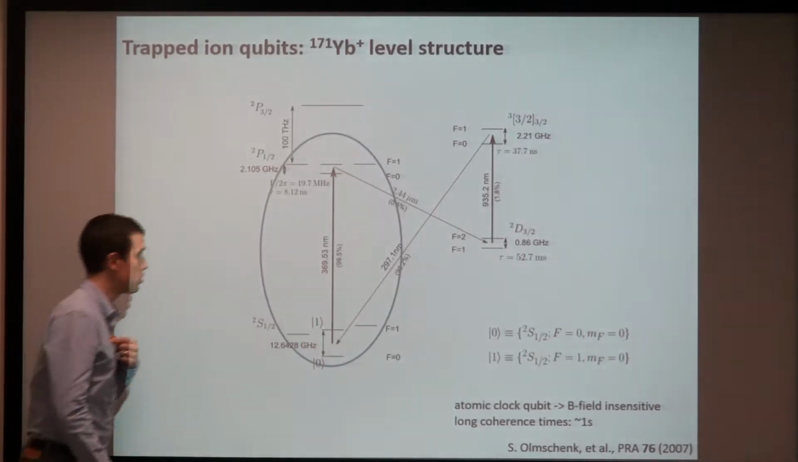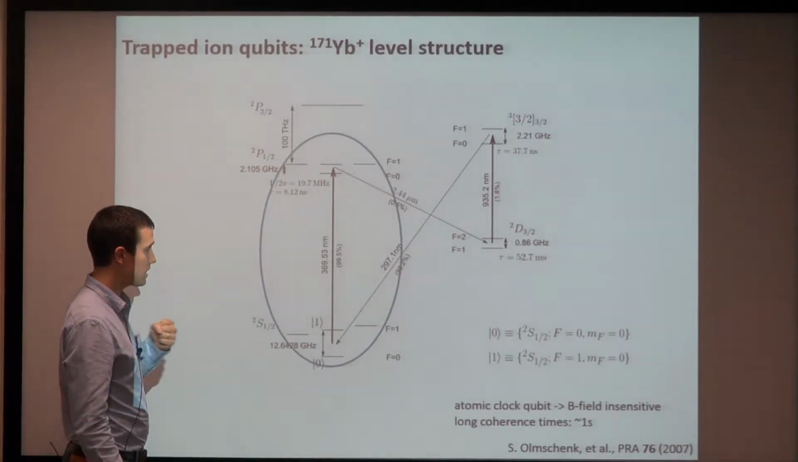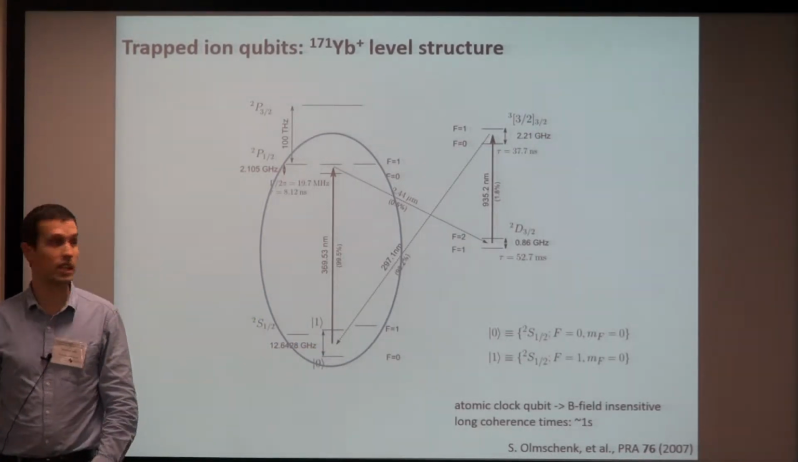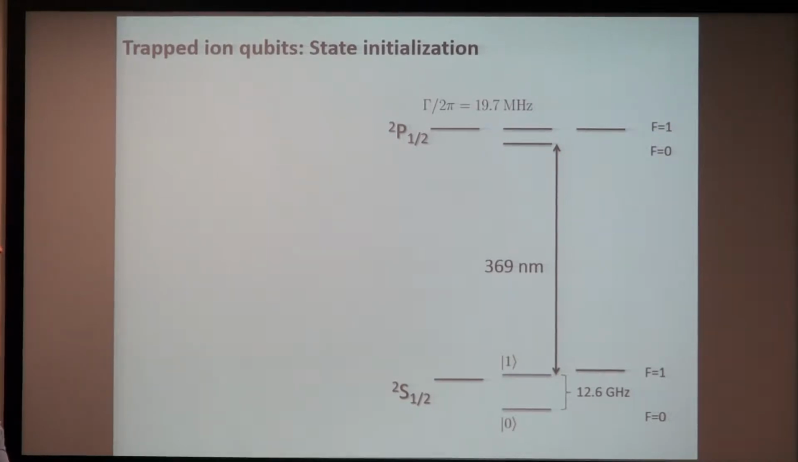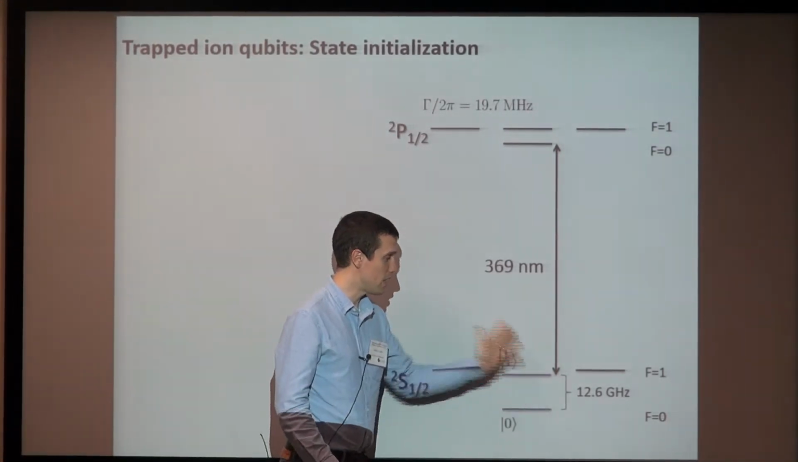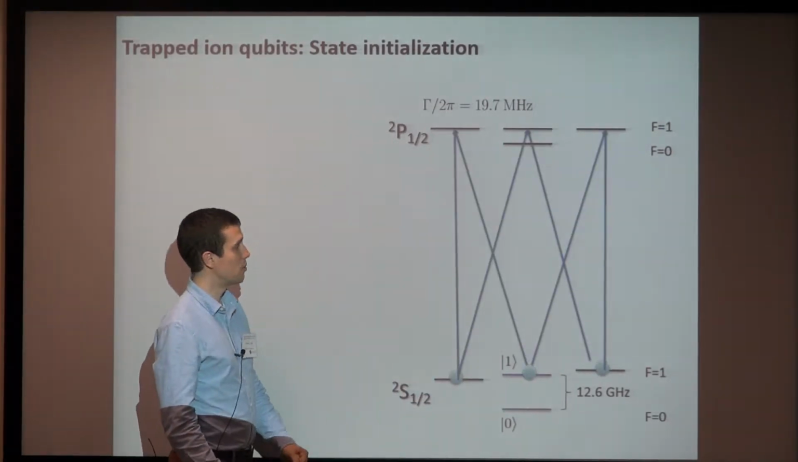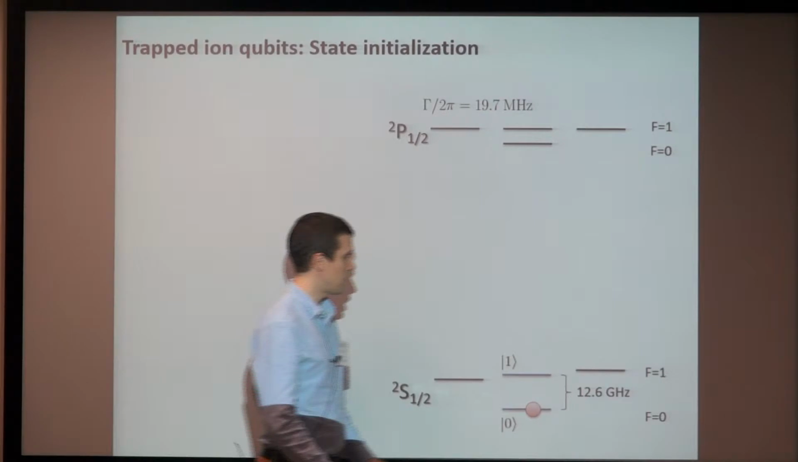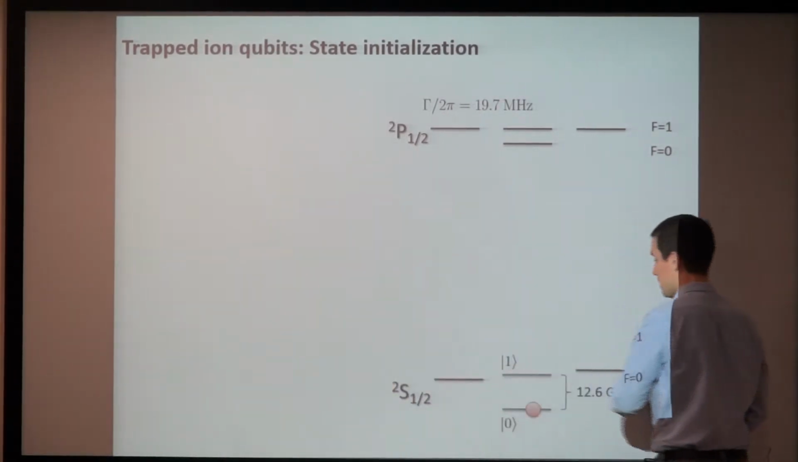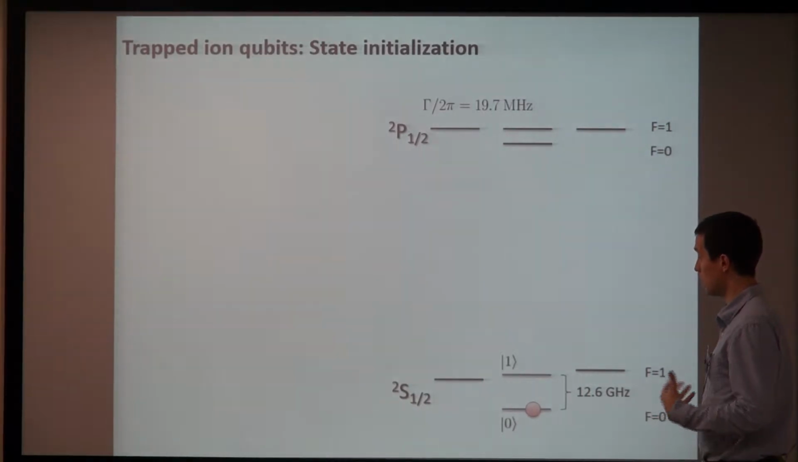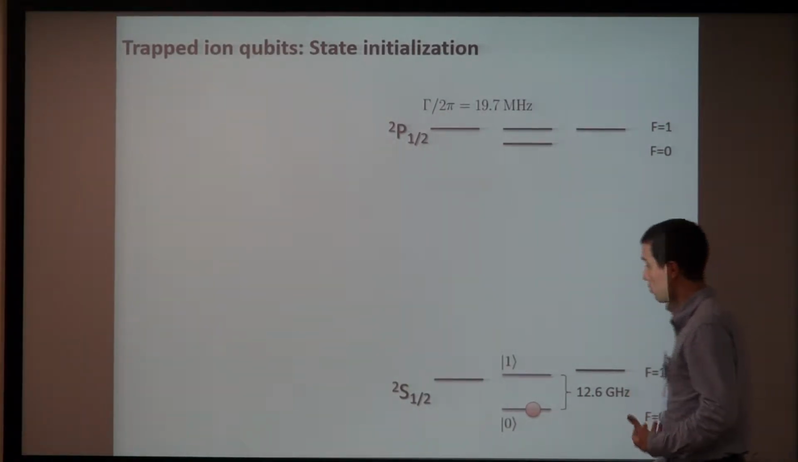This transition here is also relevant, 370 nanometers. This is what we use to initialize and detect our qubit state. And I'll very briefly mention how that works. So in the beginning, we're going to be starting in some random state down here, and we're going to send in a particular frequency of this 369 light, such that we depopulate these three states up here and initialize to state 0.